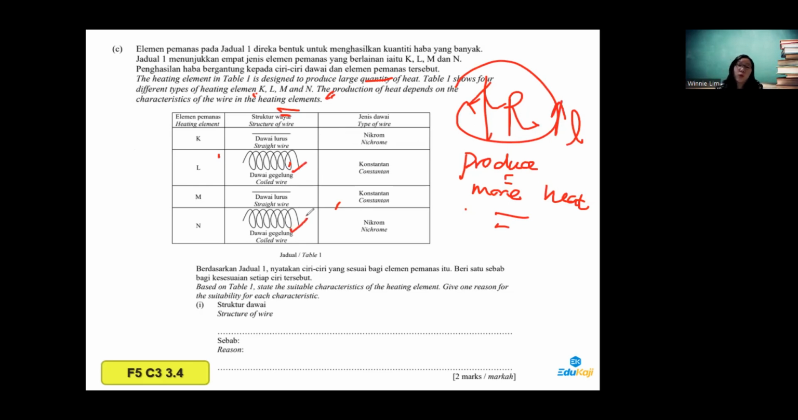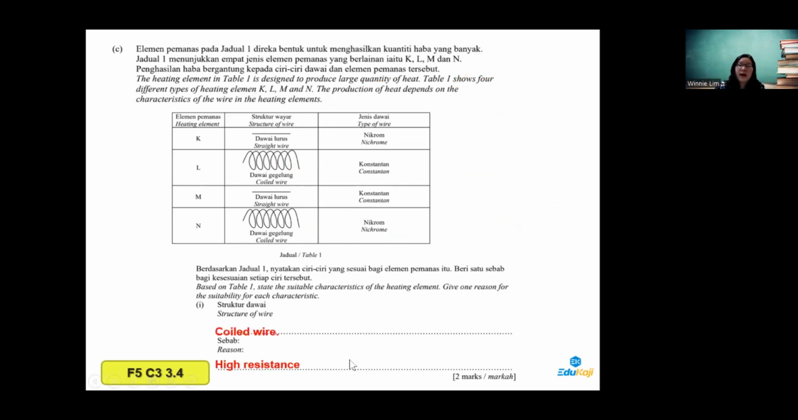So that's why you use coil wire already. You won't use straight. Another thing is, what is the material for the heating element? Nichrome. Nichrome has high resistance compared to constantan wire. Okay, so this is the thing that you all need to take notes of. So that's why I say coil wire, high resistance.